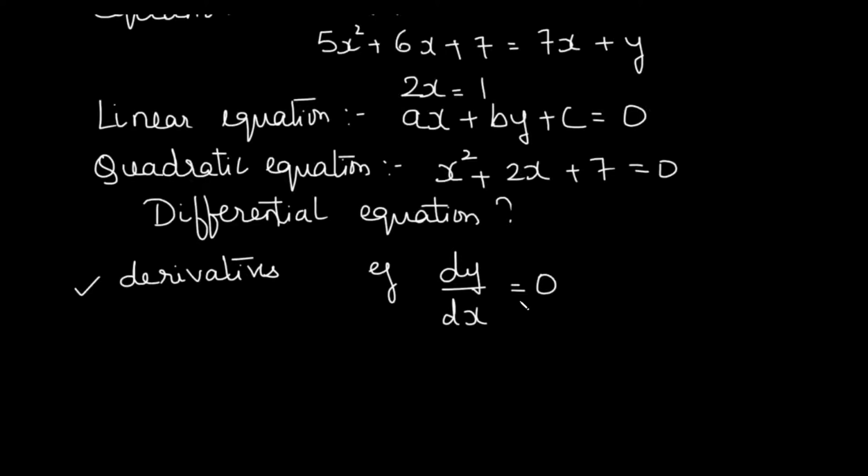Why is it known as a differential equation? First of all, it's an equation because there is an equal to sign. On either side of the equal to sign, there are two expressions, on the LHS and the RHS. And also, dy/dx is the derivative of y with respect to x. That means this is a differential equation. Similarly, d²y/dx² = 0 is also another example of a differential equation, whereby d²y/dx² is a second order derivative. Yes. So these are examples of differential equations.